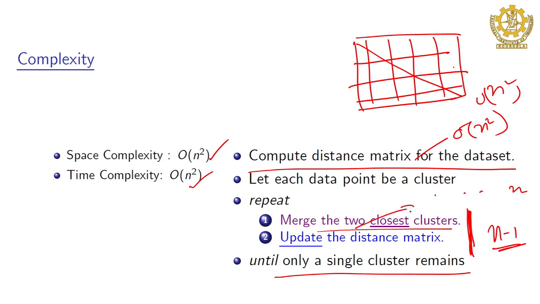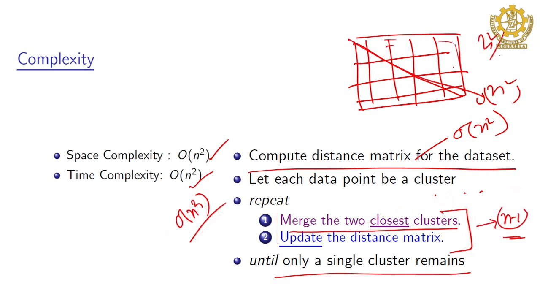So, this step itself will take order of n square time, and then you have to update the distance matrix. Updating the distance matrix can again take at most order of n square time, and this has to be done n times. Therefore, the complexity will be order of n cube if you do not use any other data structure. Here we say the time complexity is order of n square. How do you reach a time complexity of order of n square?